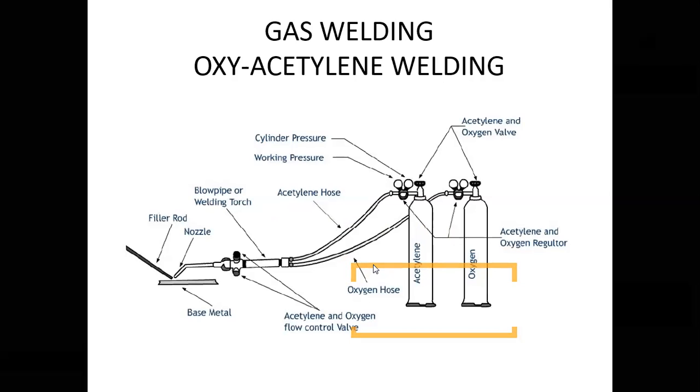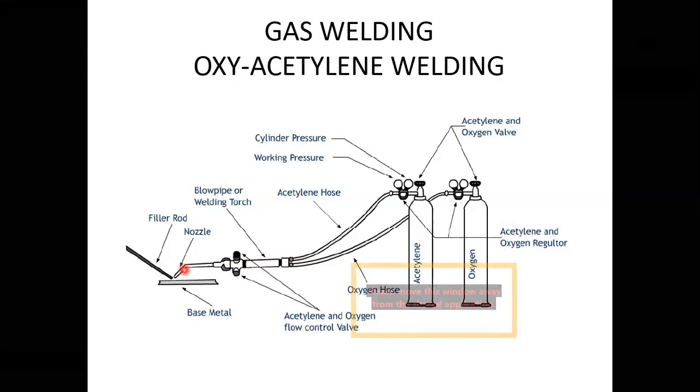The gas welding setup consists of an oxygen cylinder and an acetylene cylinder. Don't worry about the pressure regulator and all. Those two gases are taken to the gas welding torch. You see that these are the pipes. This is the pipe from the oxygen cylinder, and this is the acetylene cylinder. Here this is the gas welding torch. Here both the gases are mixing and coming out.